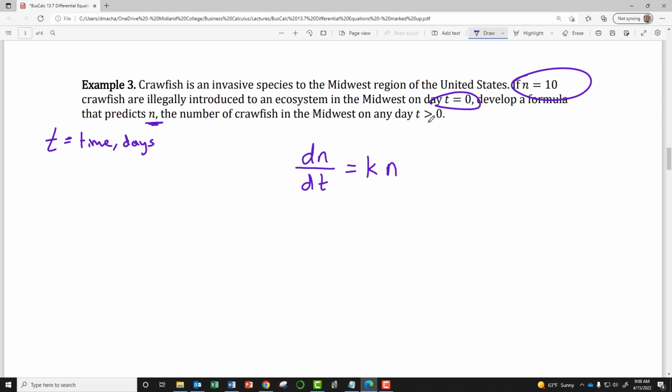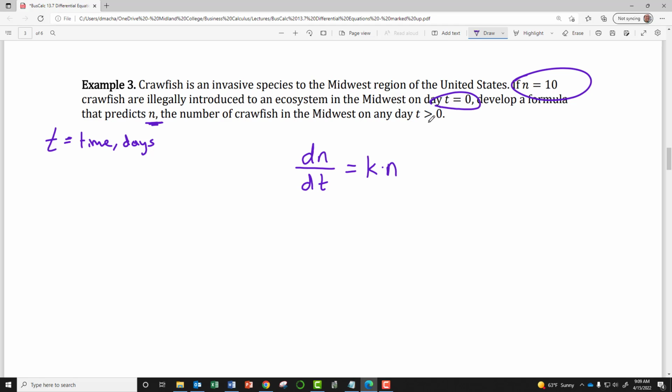If you have 1,000 crawfish, they will be mating and producing more crawfish at a faster rate than if you just had 10 crawfish, right? So I say the rate of change is proportional to the number of crawfish, and this is how I would write that statement in mathematical symbols. So my equation is dN/dt equals k times N, where k is just some constant of proportionality.